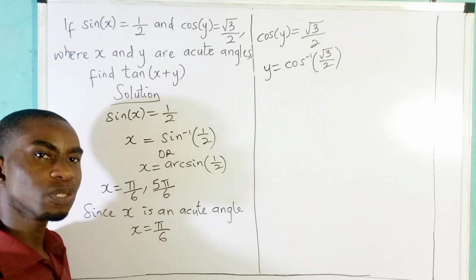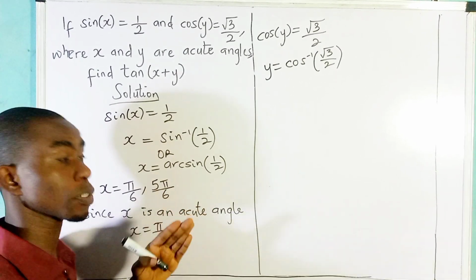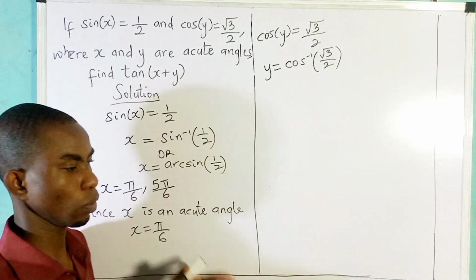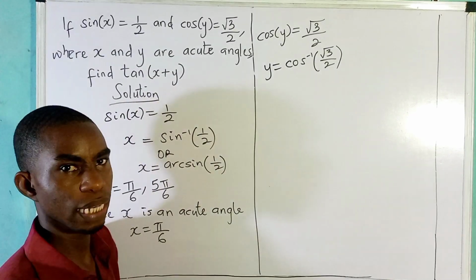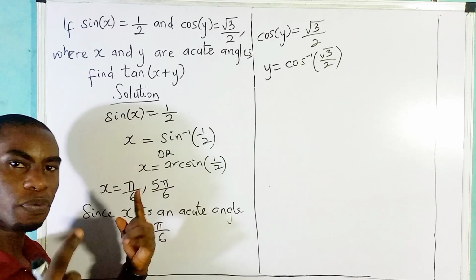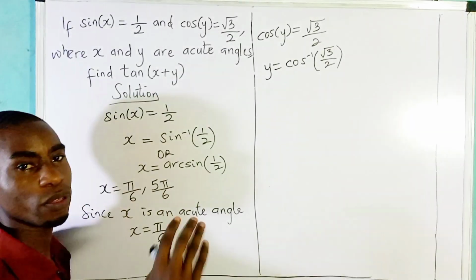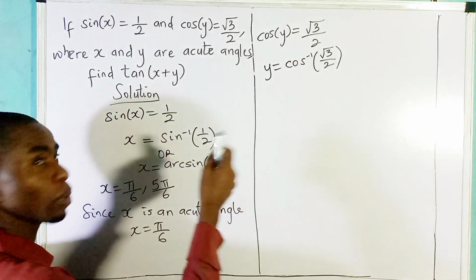Now, y also has two values. 30 degrees is the value in the first quadrant from 0 to 90 degrees. It has a value also in the fourth quadrant from 270 to 360 degrees. And that value is 330. Same problem, we are looking at acute angles. So we will not be using the value in the fourth quadrant, but the value only in the first quadrant. But I'm going to write it.